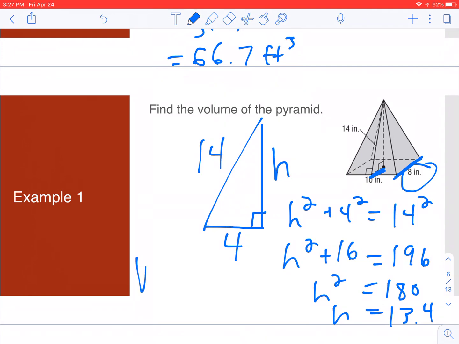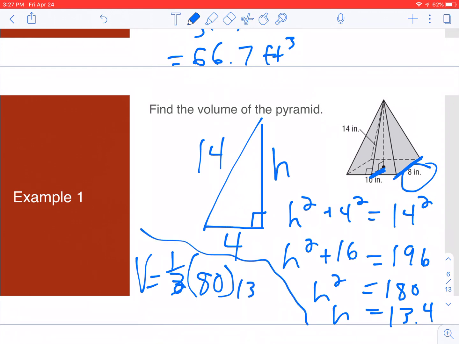Okay, then I do 1/3 times the area of the base, which is 10 times 8, which is 80, times 13.4. And what I do with the 1/3 is I just divide by 3 at the end. So I'm going to do 13.4 times 80 divided by 3, and I get 357.3 cubic centimeters.